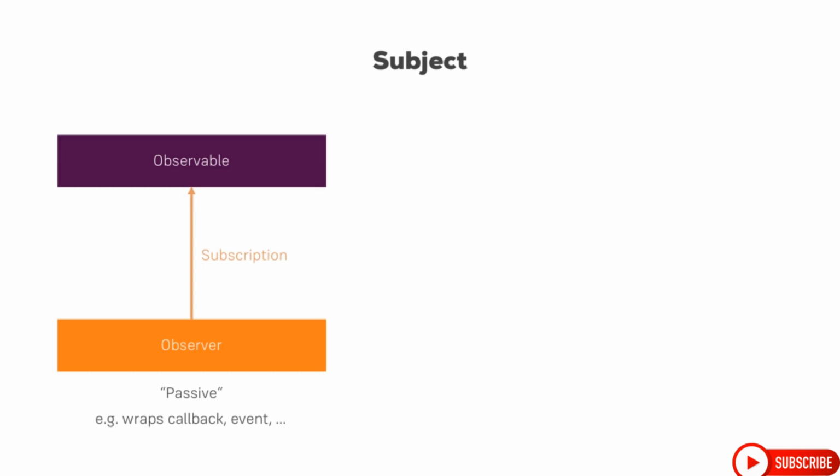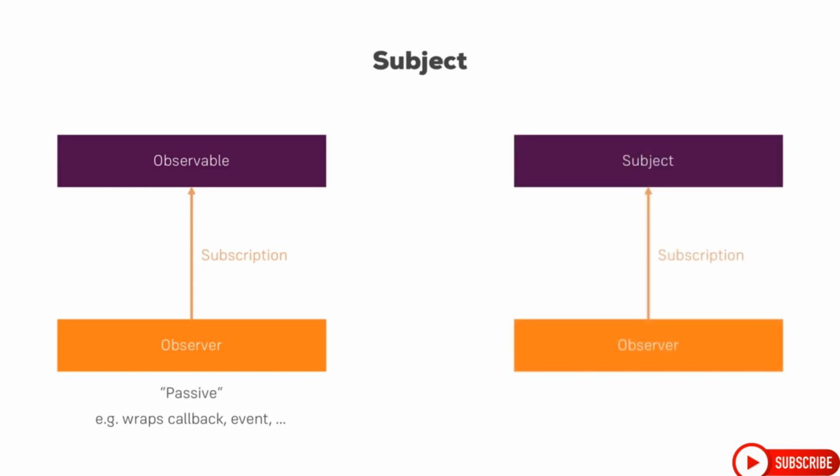A subject is more active. We also subscribe to a subject, but there we can manually call next, and that makes it a perfect event emitter, because we can not just subscribe and wait for something which we can't directly influence. Instead, we can directly influence when a new data package is emitted, and that's exactly what we need in our application. When we add a new post, then we actively want to notify our entire application, and that is what we can do with a subject.